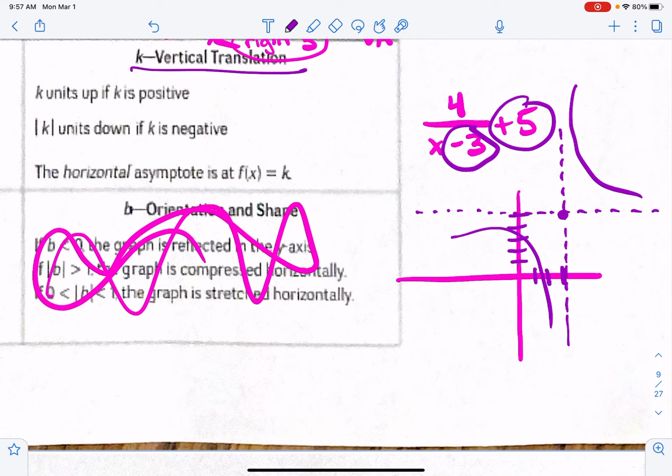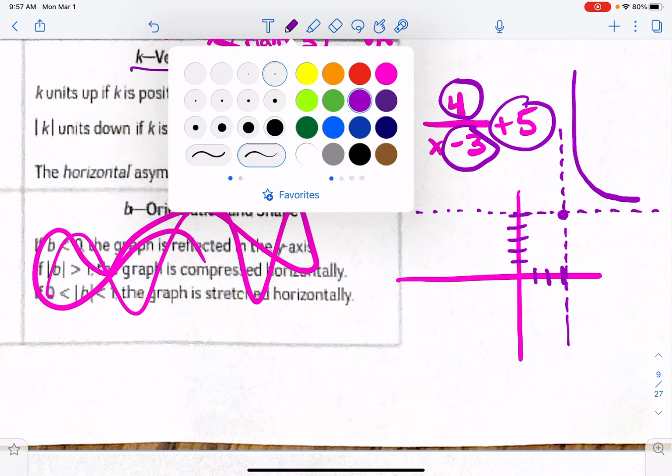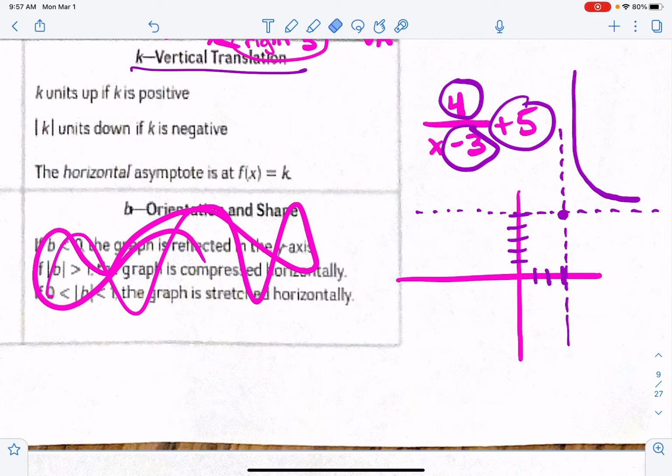Don't write those in yet, because all that 4 is going to do is stretch him out. So instead of him being kind of like an L, he's going to be more of a C. I'll show you what that looks like. Instead of him doing that, he's going to look more stretchy, I guess.